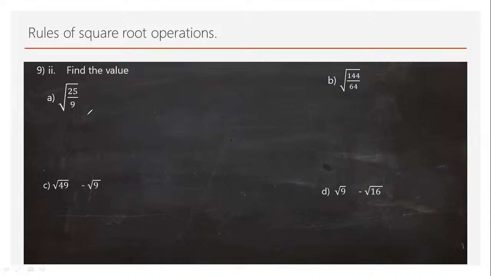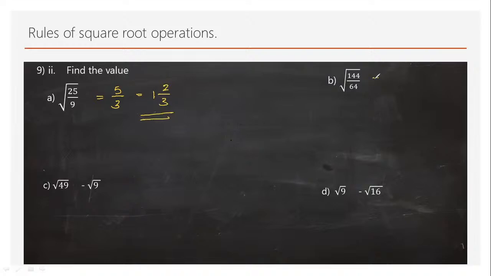25 divided by 9. Then the square root of 25. You already know the square root of 25 is 5. The square root of 9 is 3. Then 5 divided by 3. The answer is 1 remainder 2, so 1 and 2/3.